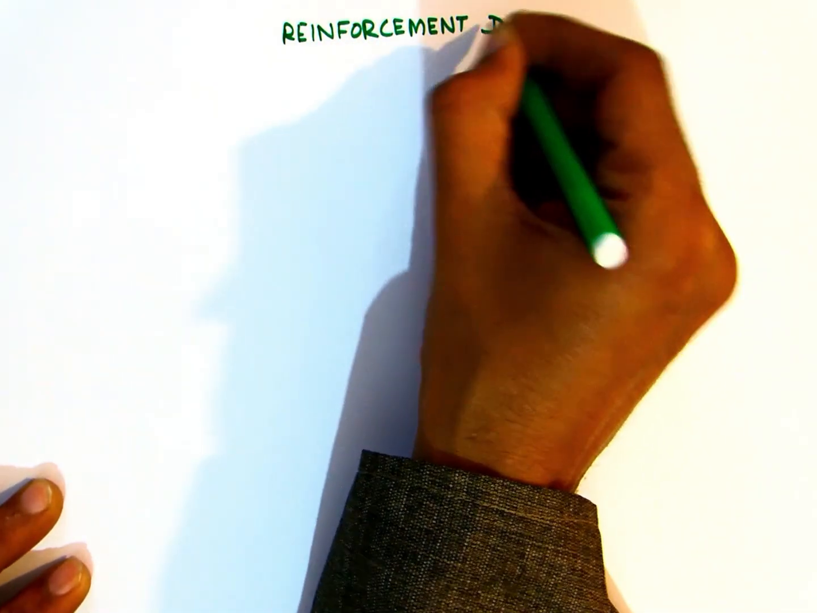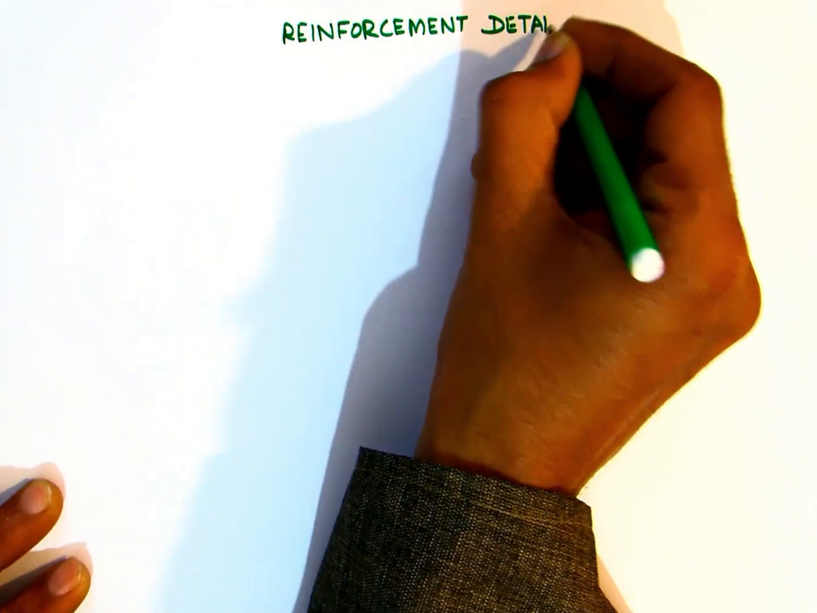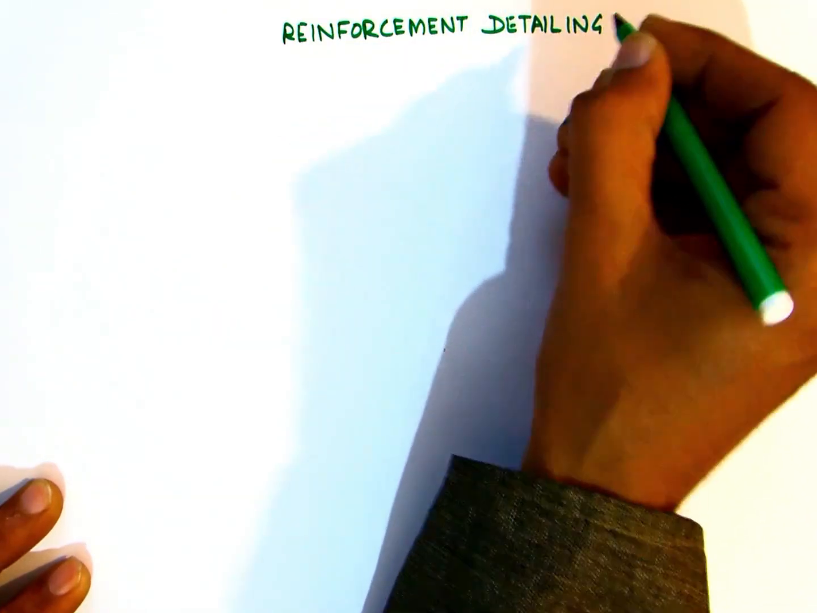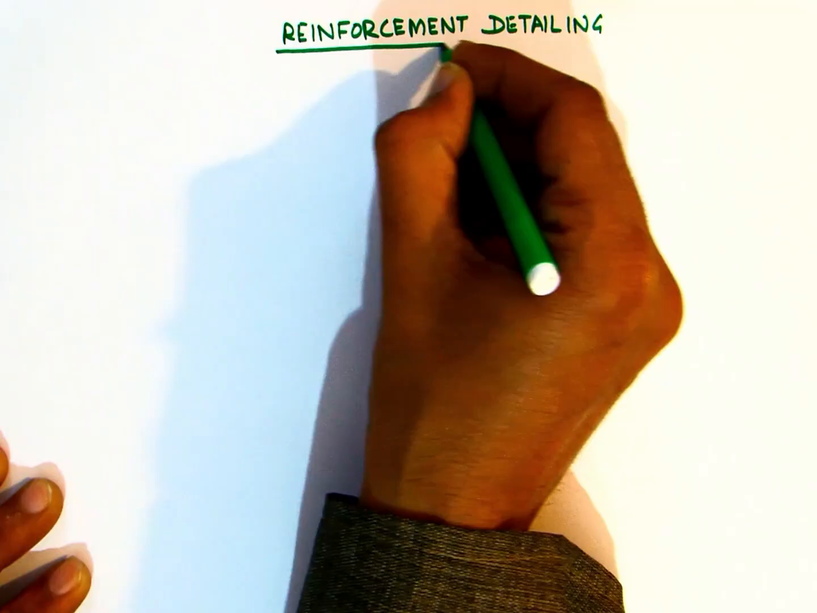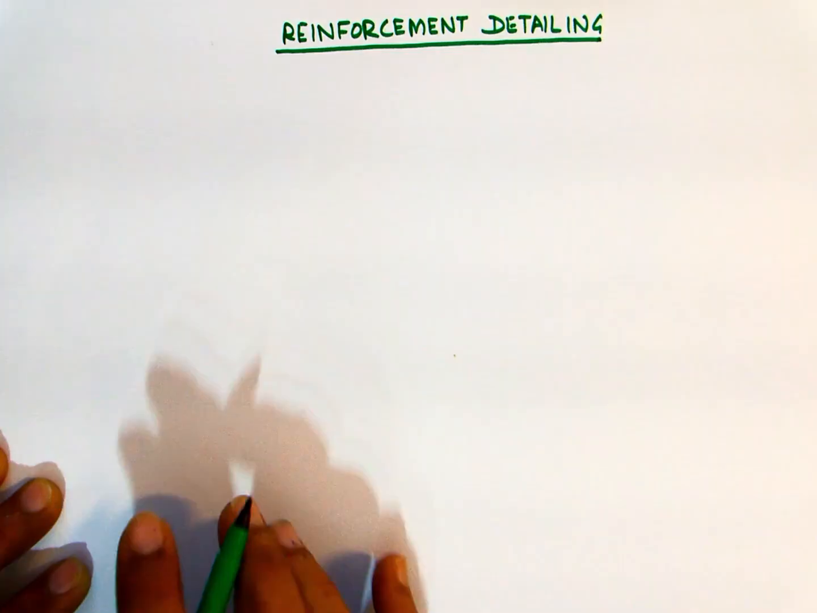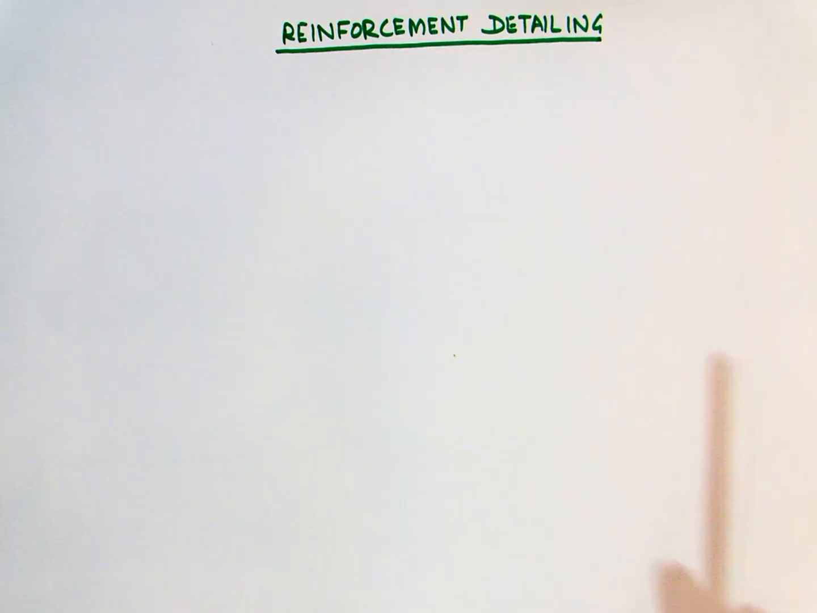drawing of the foundation should show the details of the reinforcement. So we'll just study here some of the requirements for reinforcement detailing for block type foundations. This is in accordance with IS 2974 part 1.